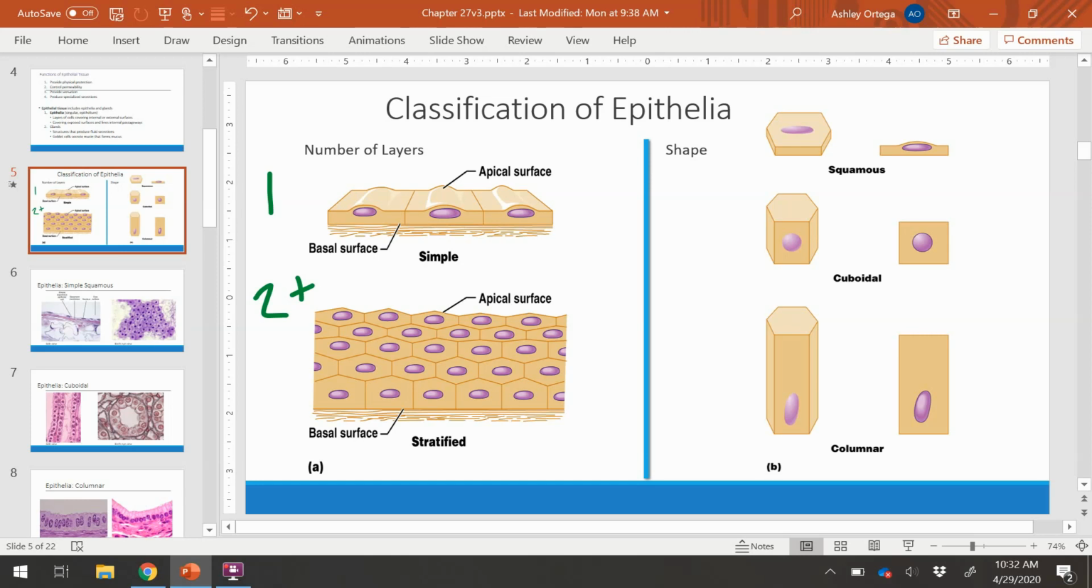Cuboidal is the second shape. You can see it has the nucleus in the center with about an equal amount of cytoplasm on each side, and it's in a square shape, and so that makes it cuboidal epithelia. Then lastly, columnar. That's going to have a more rectangular shape, with the nucleus towards one end, and the other end is going to be more cytoplasm, which you see there.